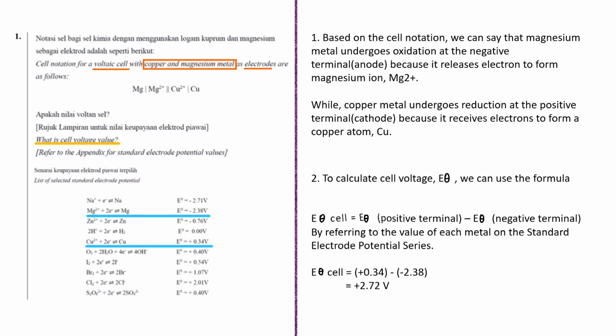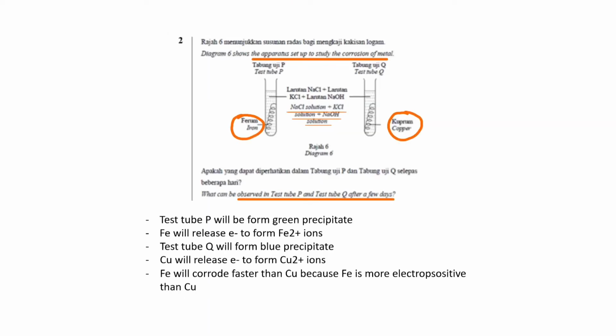To calculate cell voltage E naught, we can use the formula E naught cell equals E naught of the positive terminal minus E naught of the negative terminal. By referring to the value of each metal on the standard electrode potential series, E naught cell is equal to positive 0.34 for the copper minus negative 2.38 for the magnesium, which is equal to positive 2.72 volt.